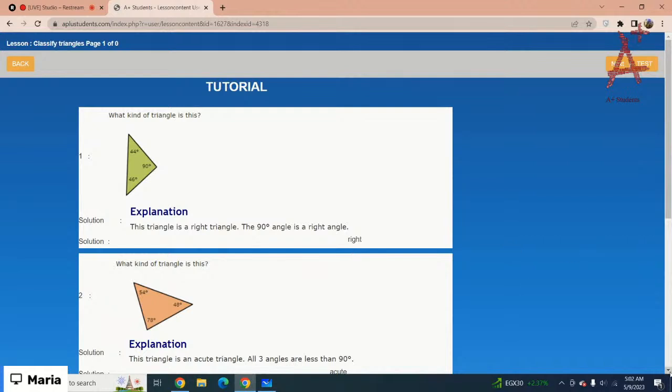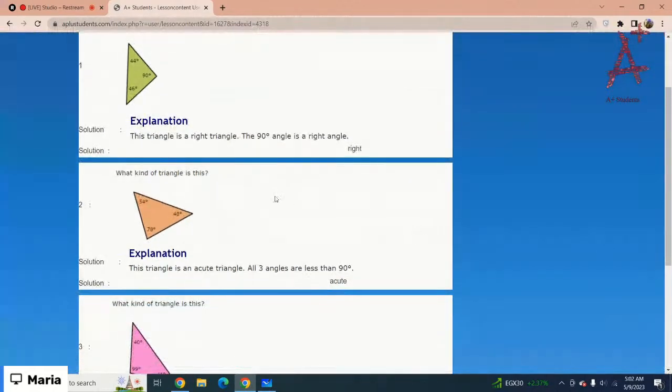Okay, the next one. What kind of triangle is this? Here I am on the second one. You can see the angles measure 54 degrees, 78 degrees, and 48 degrees. So all the angles are less than 90 degrees. Whenever we have a triangle like this, the triangle is known as an acute triangle. When all the three angles are less than 90 degrees, it would be the acute triangle. Got it?